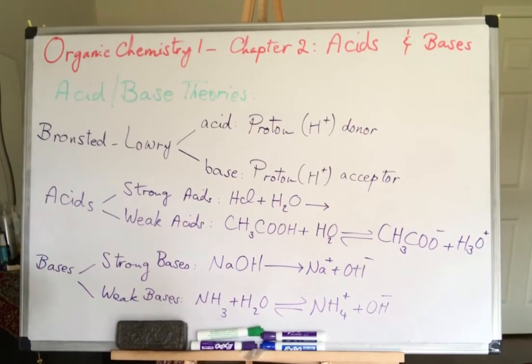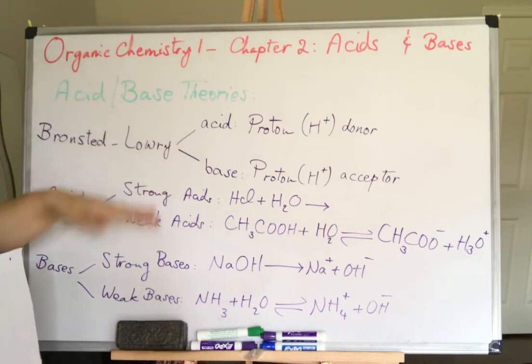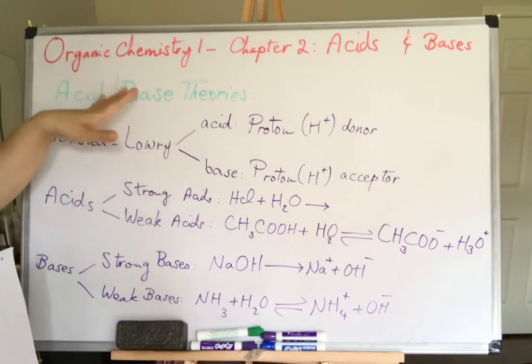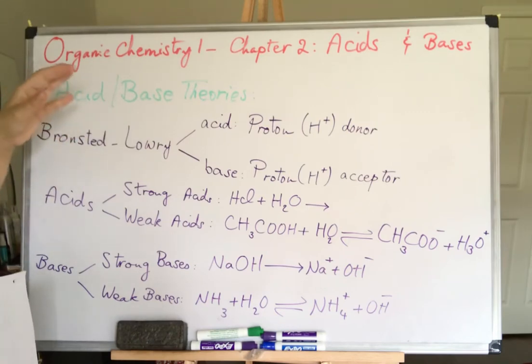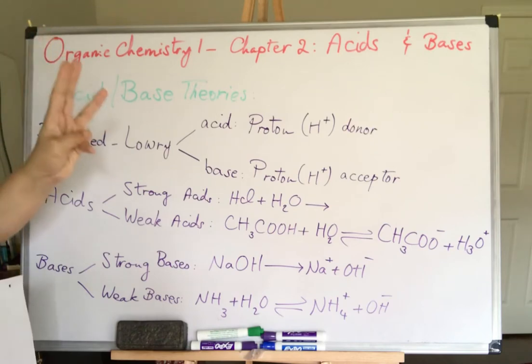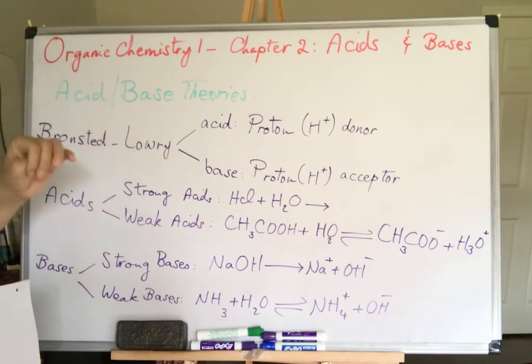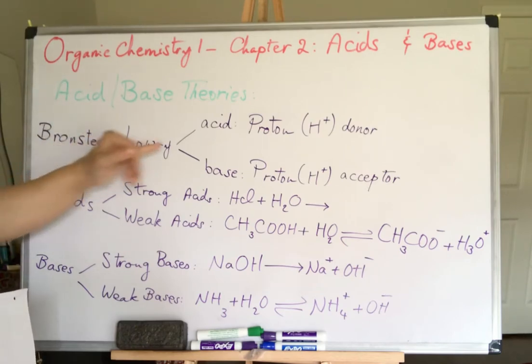Welcome to chapter 2, which is about acids and bases. At the beginning of this chapter, I will briefly talk about what you learned already in general chemistry, and it's about the acid-base theories. You know 3 of them by now. We just work on 2, Bronsted-Lowry and Lewis theory. The first one is Bronsted-Lowry.